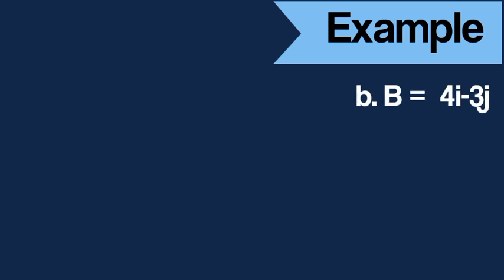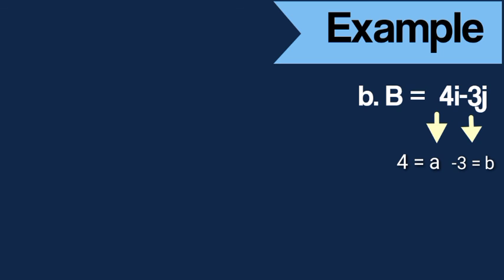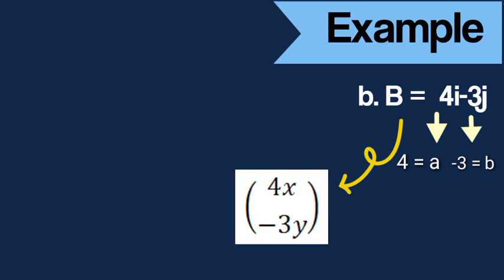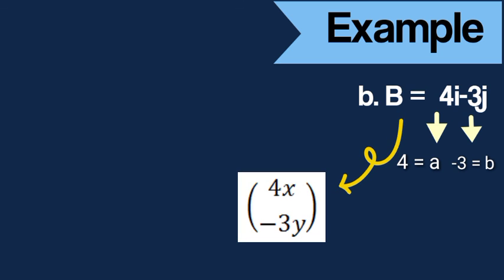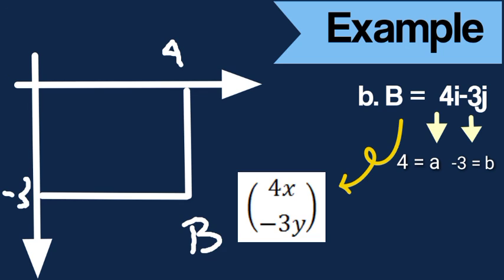Okay, next question. B is 4i minus 3j, and it is known that the value of a is 4 and b is negative 3. Then the column vector found is (4, -3). To illustrate the vector, the x-axis and y-axis are created, where the x-axis is at 4 and the y-axis is at negative 3. Then a vector line is drawn from the center point to the point B.